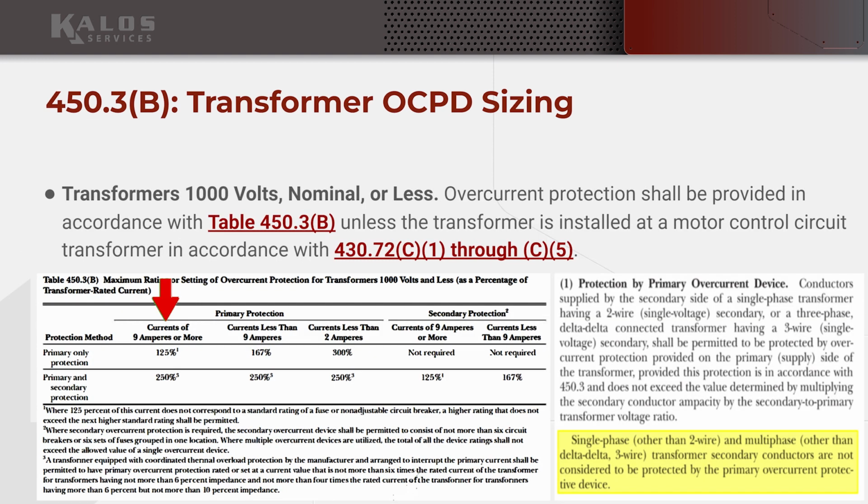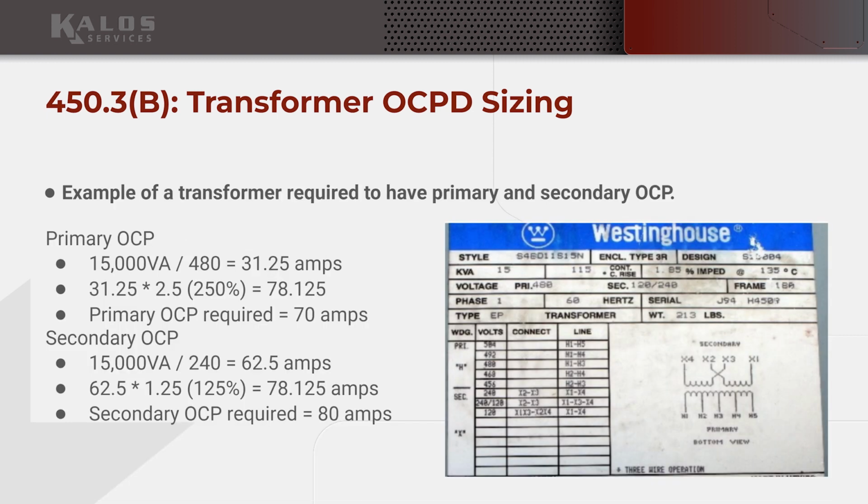So we'll go back to this code article here, this table. We are more than 9 amps. Our primary overcurrent protection is allowed to be 250% of the transformer rated current. Then our secondary protection is required to be not more than 125%. It can be less. It can't be more. And so this brought these really close to each other because we're increasing this by 250%. This is what we're allowed to do.